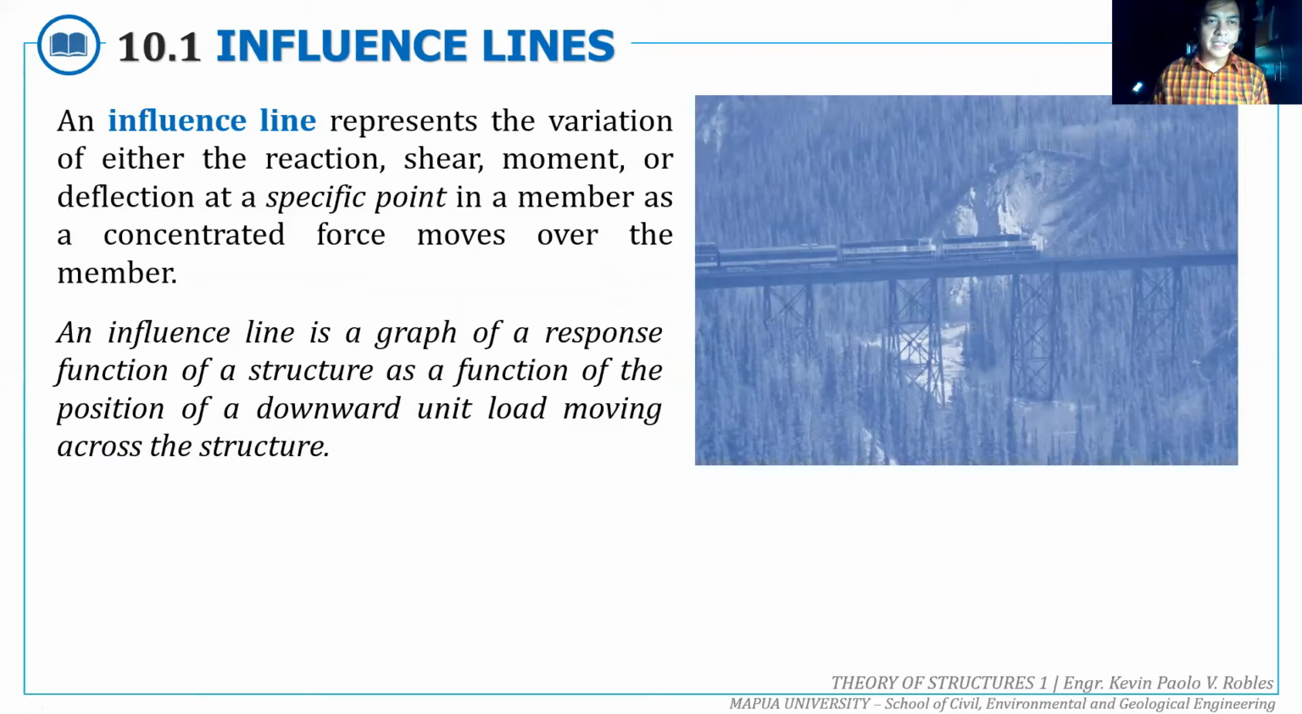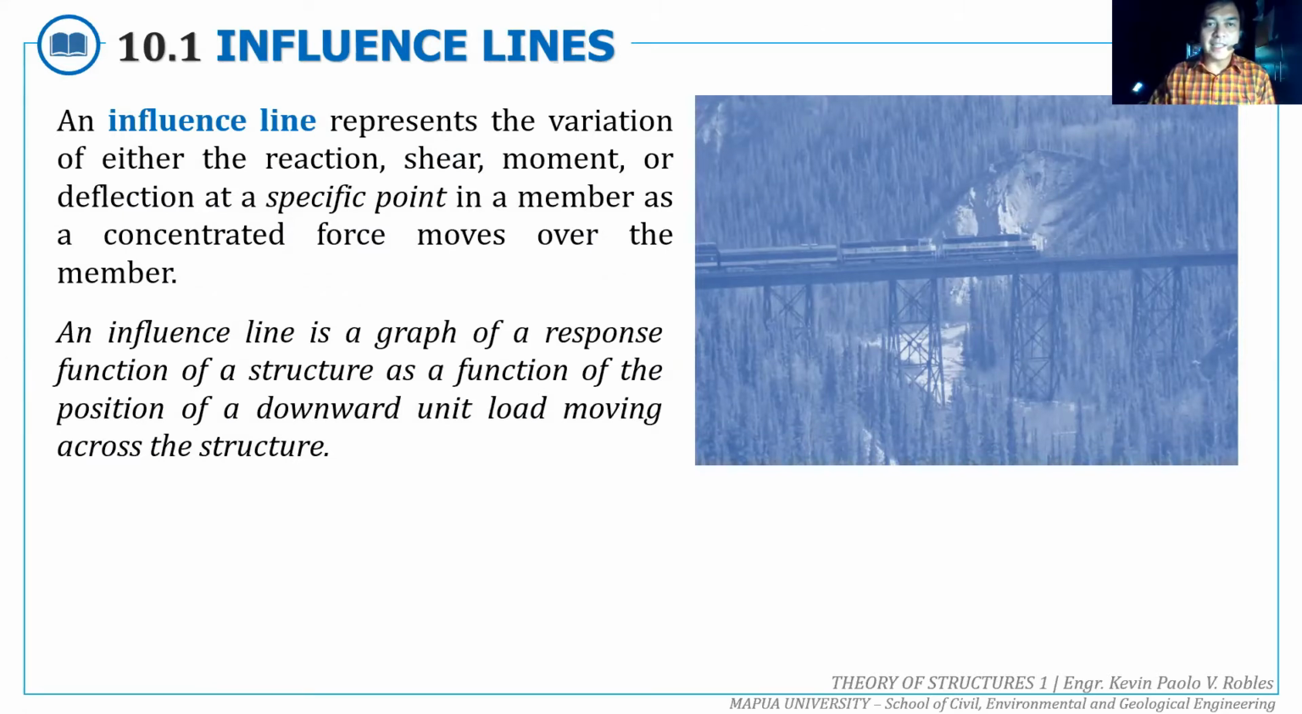Okay, so as per this definition, an influence line represents the variation of either the reaction, shear, moment, or deflection at a specific point in a member as a concentrated force moves over the member. So as you can see from the figure or from the picture shown here, you can see a bridge wherein a train is passing by.